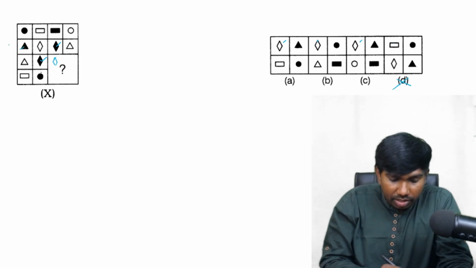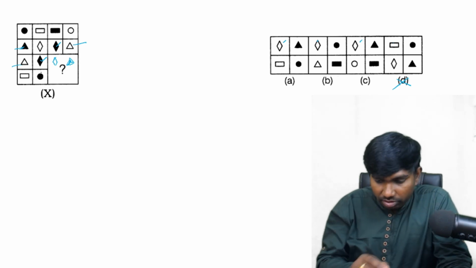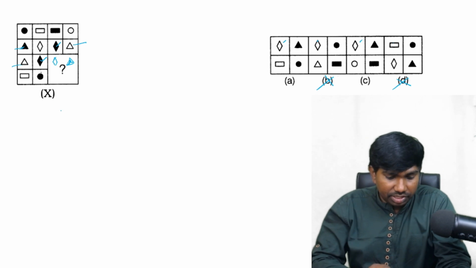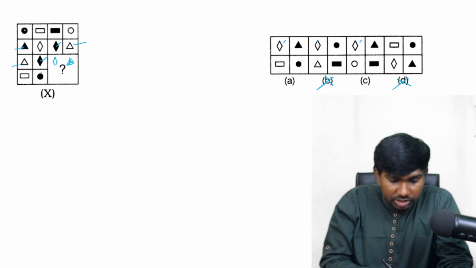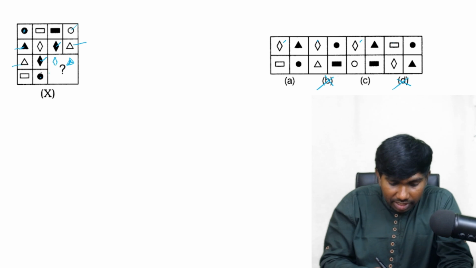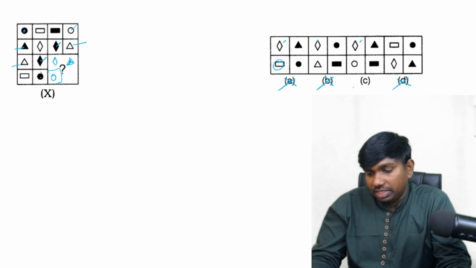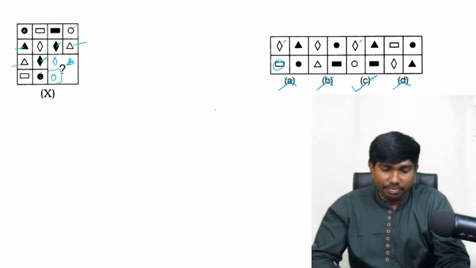Next, triangle, shaded triangle, plain triangle. Plain triangle, it must be a shaded triangle. Shaded triangle on the top right. The top right shaded triangle is not there in this figure. Cancelled. Next, circle, shaded circle, plain circle. Shaded circle and plain circle must be there here. So here it is not the plain circle. This is also cancelled. Answer is figure C.